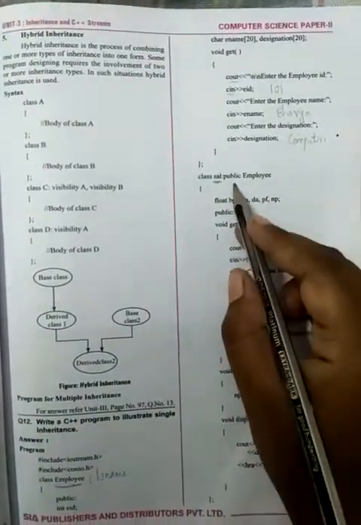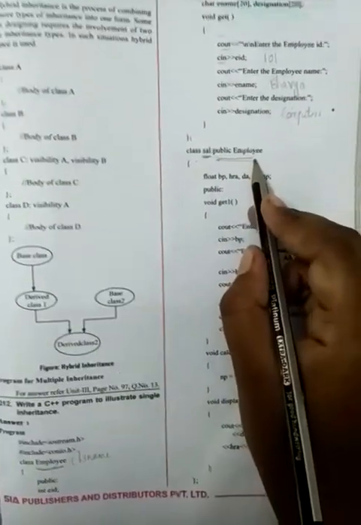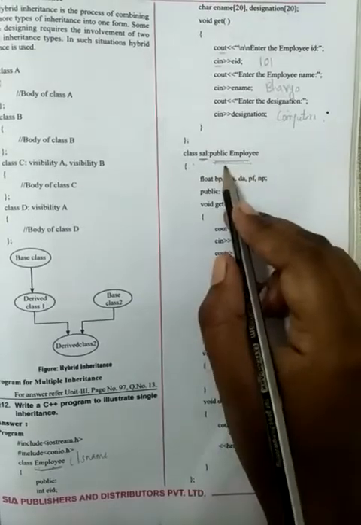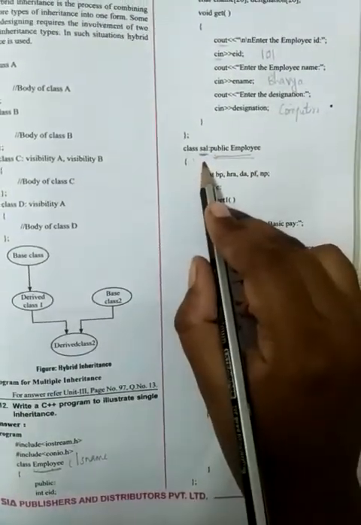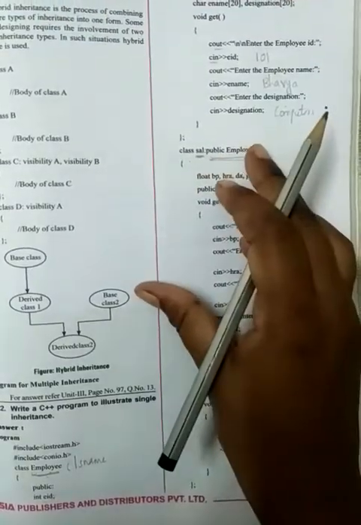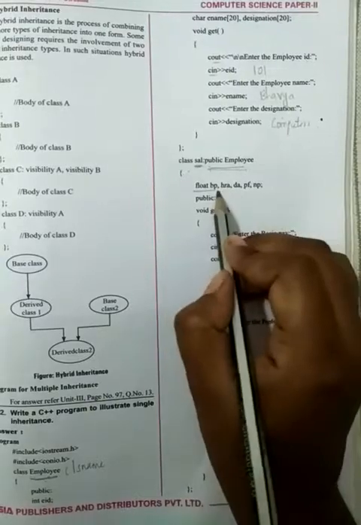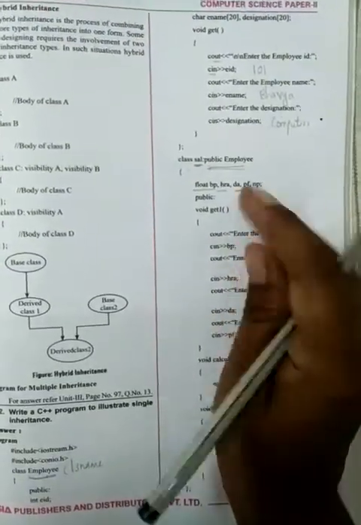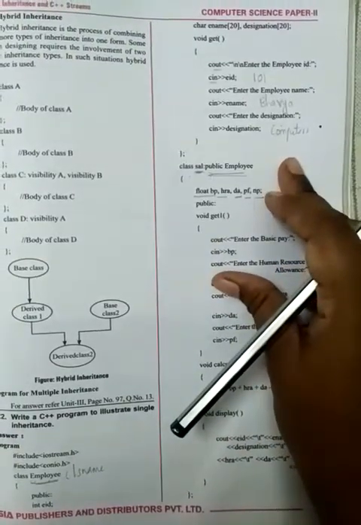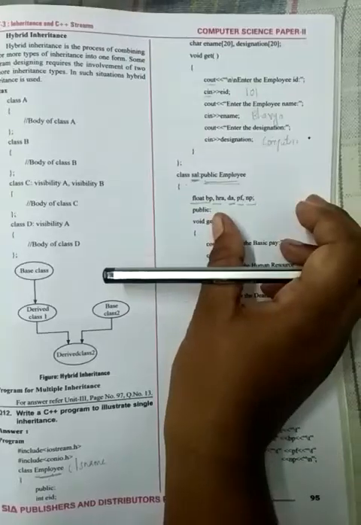Next we write public Employee, meaning whatever employee information you have is described in this derived class. Our child class is using the information of the public class. In this I am choosing float bp, hra, da, pf and np. These are all about the salaries, and these deductions will be done.